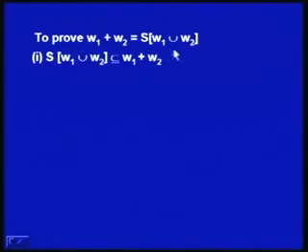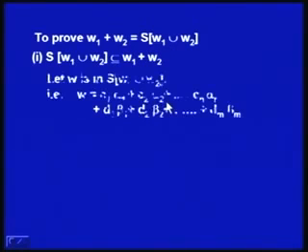Now, the next part: we have to prove that W1 plus W2 is equal to the span of W1 union W2. This again I prove in two parts. First, I will show that the span of W1 union W2 is contained in W1 plus W2, and later on I will show that W1 plus W2 is a subset of the span of W1 union W2, and that proves this equality. To prove the first part, I consider the span of W1 union W2.